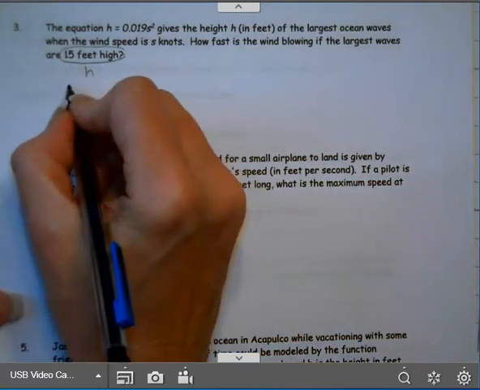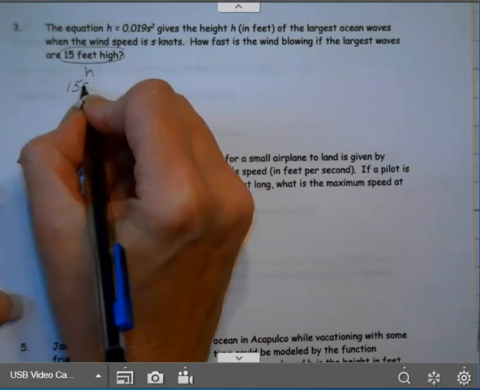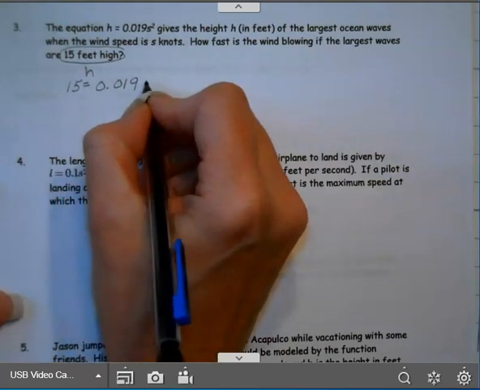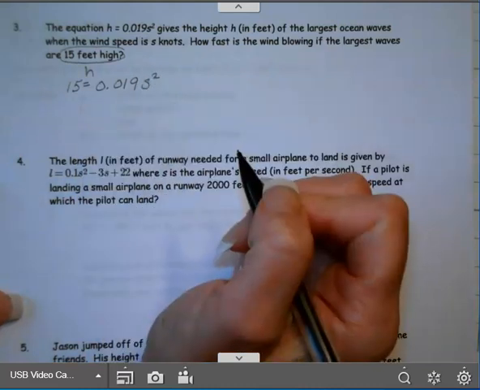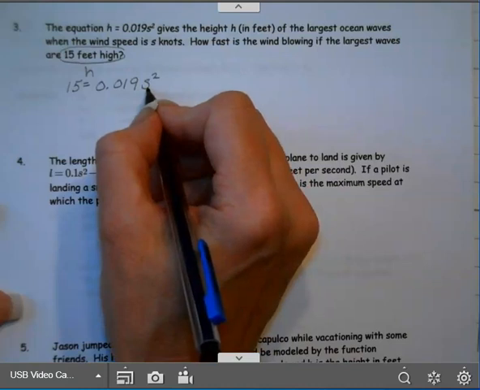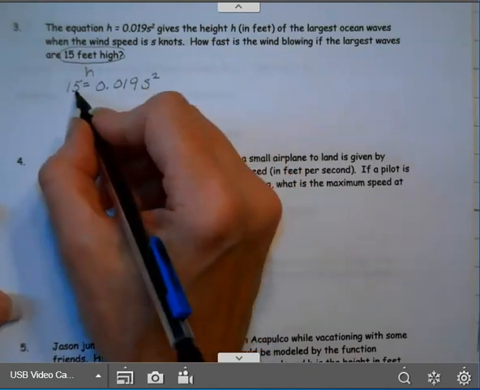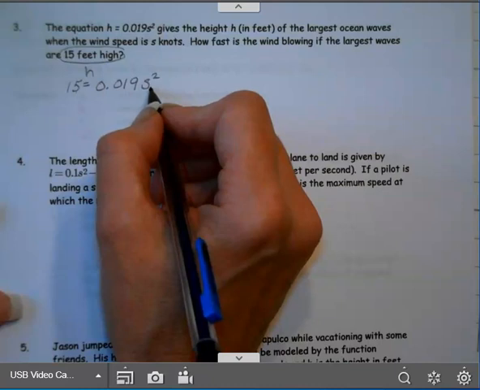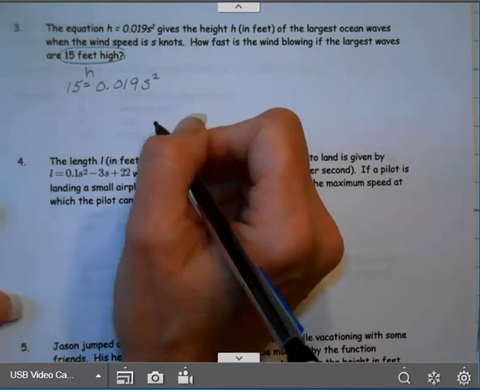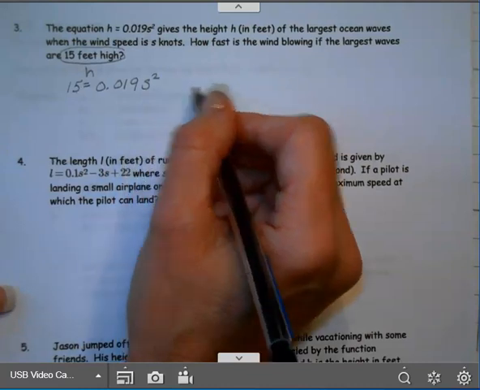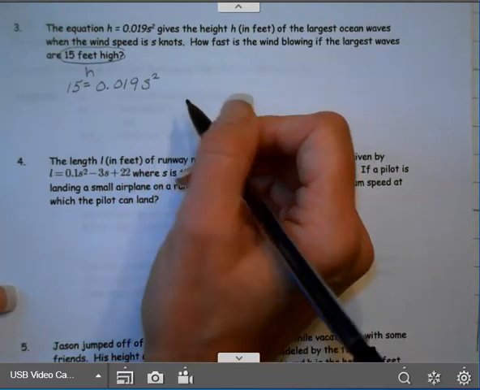So 15 equals 0.019 s squared. And then to solve for this, I need to get my s squared term by itself. You could move the 15 over to the other side. It's not going to factor. The quadratic formula would work, but square roots is a nice one for this one because I don't have a linear term. I don't have any s term, so bx term is not there.